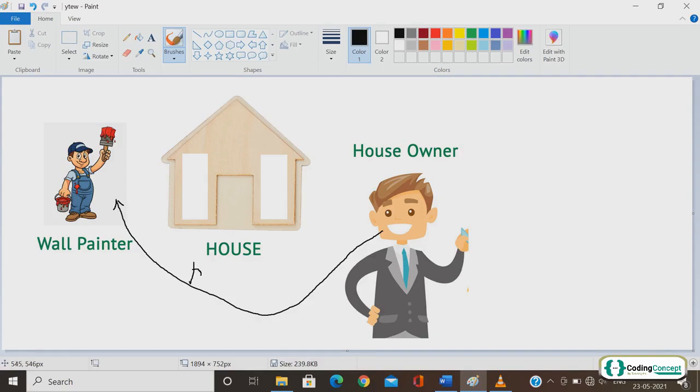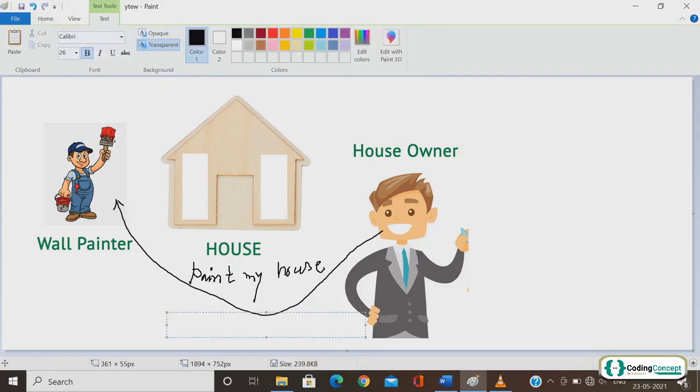So the owner of the house is telling the wall painter, paint my house. So obviously this is the instruction. The house owner is giving instruction to the wall painter to paint his house, isn't it? So that's why it is instruction.